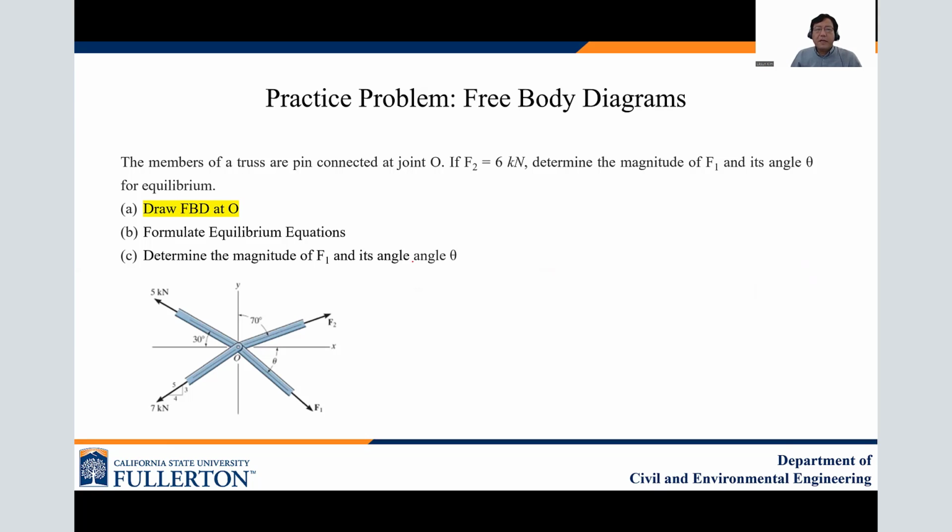And this slide shows a practice problem. I will also use this problem for the equilibrium equations. But at this stage, just try to draw the free body diagram at O. So that is the thing you need to do for this. Not this one, not this one at this time.